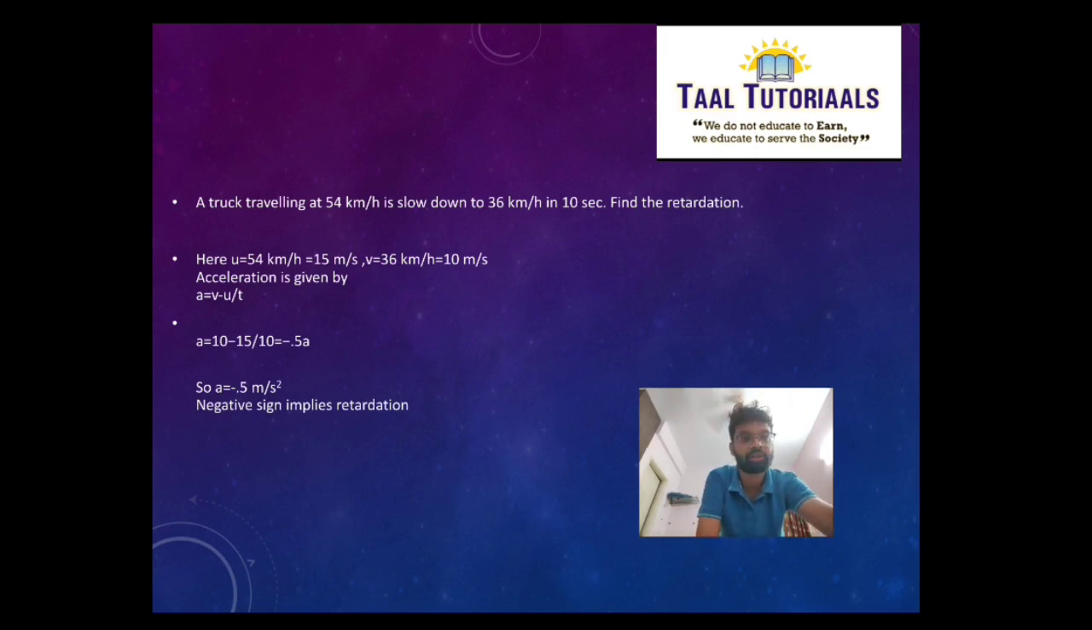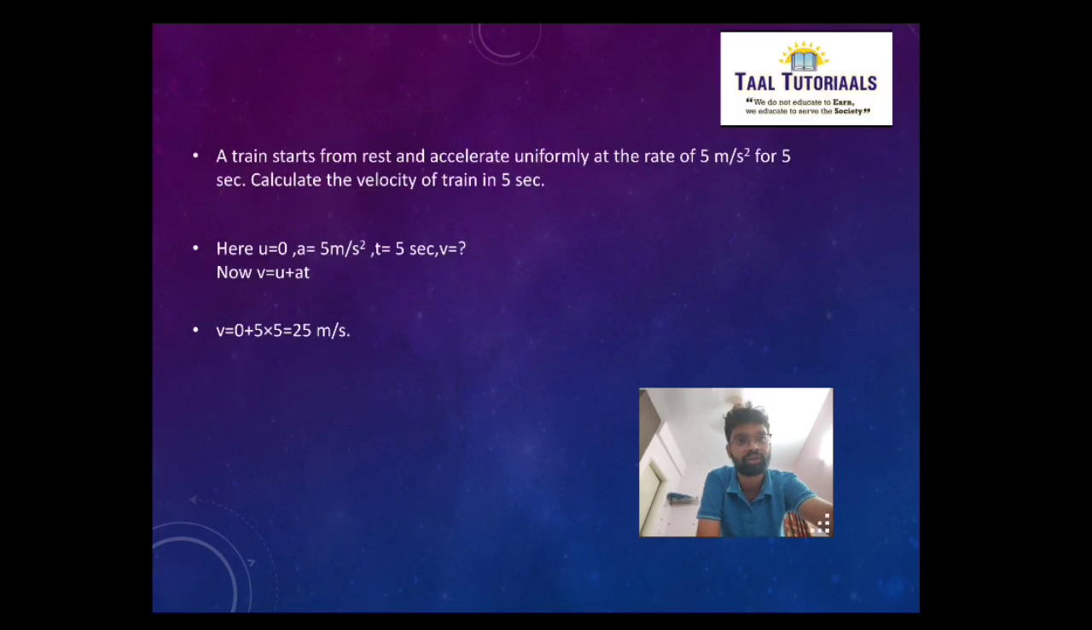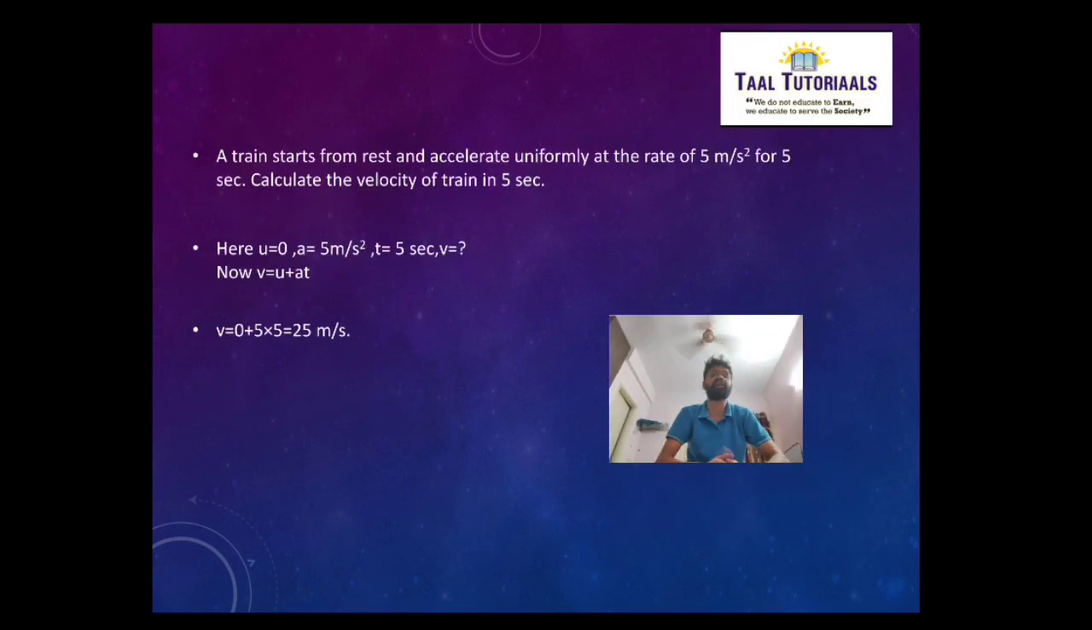Now let us see what is stored for the second question. This is another very easy question. A train starts from rest and accelerates uniformly at the rate of 5 meter per second square for 5 seconds. We need to find the velocity of train in 5 seconds.